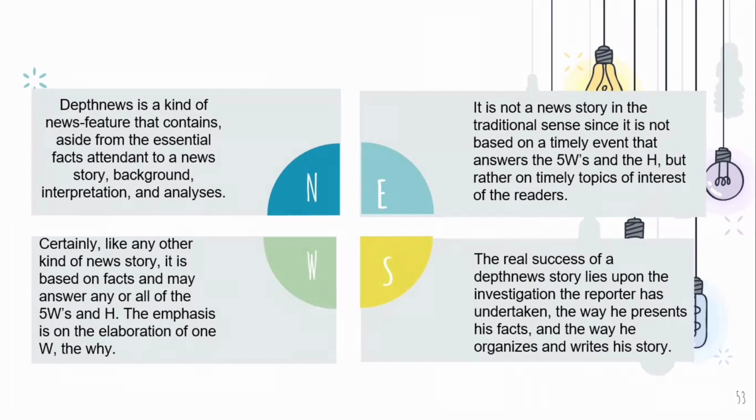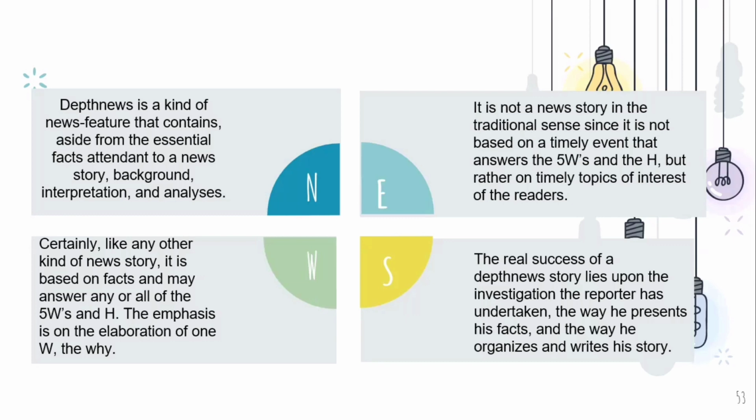However, the emphasis is on the elaboration of 1 W, the why. In writing his story, the depth news reporter goes beyond the surface facts of the story and gives the readers detailed background information and interpretation based upon the facts and background of that story. The reporter also tells the story behind the story. He presents his facts objectively and as much as possible documents them with statistics, quotes, and sources.